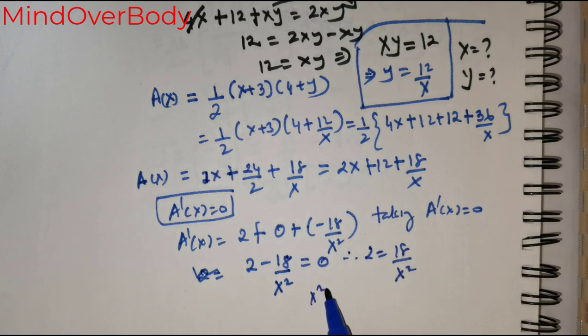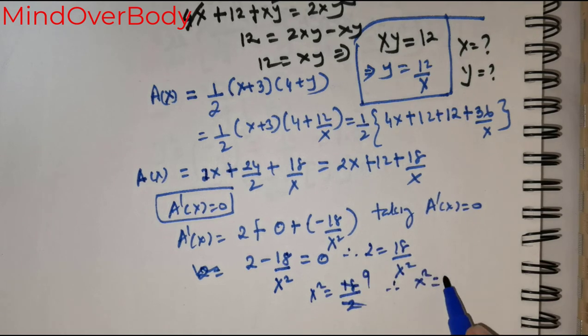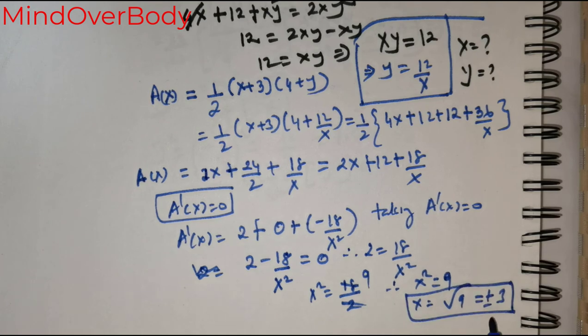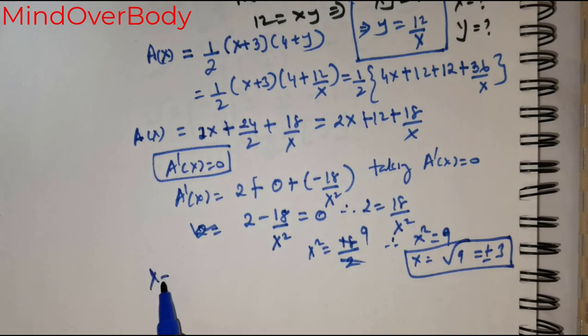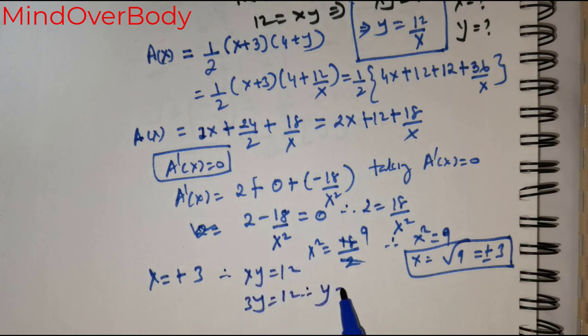So from here I can write x squared is equal to 18 divided by 2, and 2 divides 18 nine times, therefore x squared is equal to 9, which means x is equal to root of 9. So you get plus 3 and minus 3. x is equal to plus 3 and minus 3. If I'm taking only positive, if x is equal to positive 3, then xy is equal to 12 would be 3 times y is equal to 12, therefore y would be equal to 4, right? So my x is 3 and my y is 4.